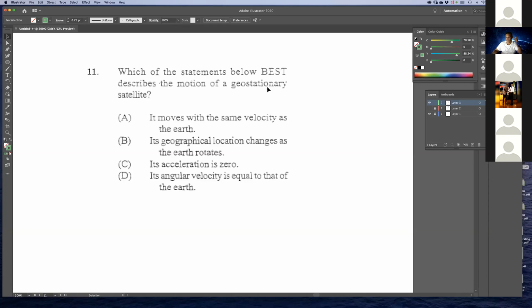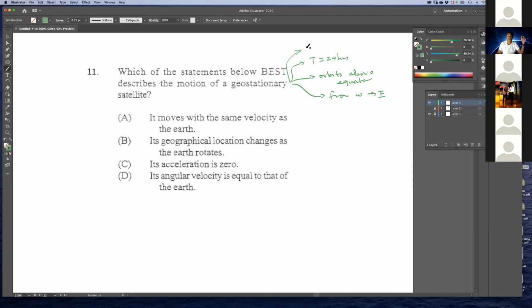What is a geostationary satellite? A geostationary satellite we know has many properties. Again, we're revising. A geostationary satellite has a period of 24 hours. It orbits above the equator. It orbits from west to east. It moves around the Earth from west to east.